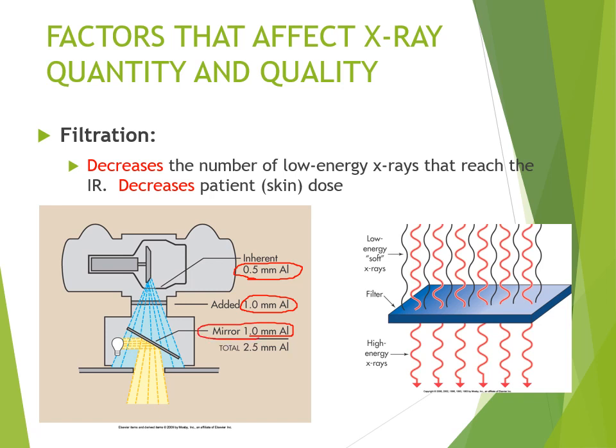So filtration is something that's going to decrease the number of low energy X-rays, and it's going to result in fewer X-rays. So we have 13 X-rays before the filtration, if we count them across, but we only have 6 after the filtration. But the 6 that are down here have higher energy because we lost the low energy photons.